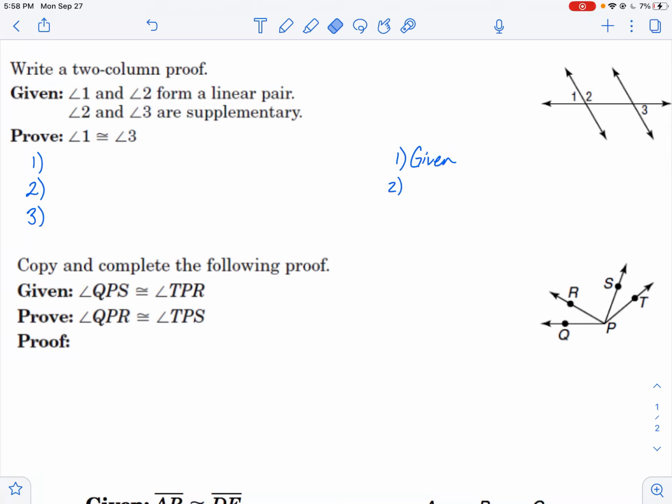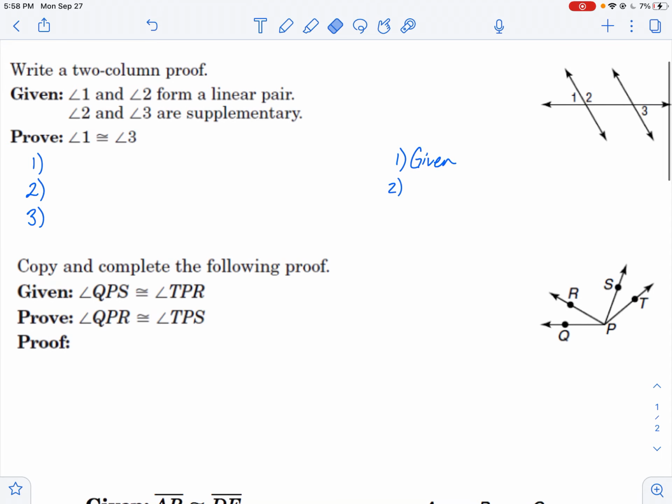Today we're going to talk about some extra proofs that you can use to practice for your Chapter 2 test. So we've got our two-column proof here. Given that 1 and 2 form a linear pair and 2 and 3 are supplementary, I want to prove that 1 is congruent to 3.